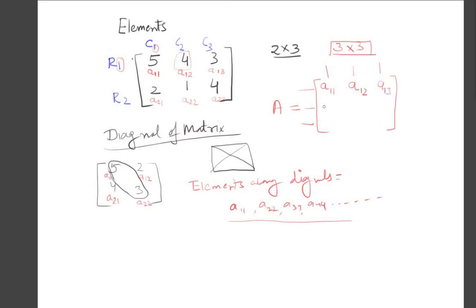Now, give me the element here. A21. Good. Give me the next one. A22. Give me the next one. A23. Awesome. Give me this one. A31. Good. Give me this one. A32. Yep. Give me this one. A33. Right? Got it?